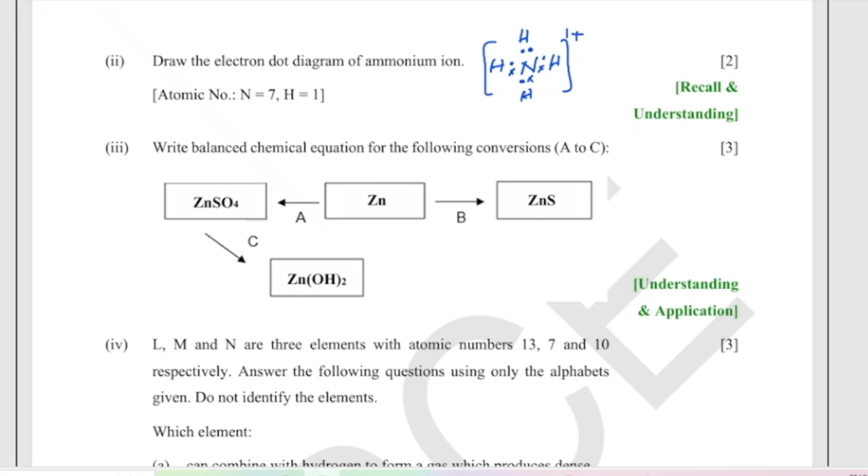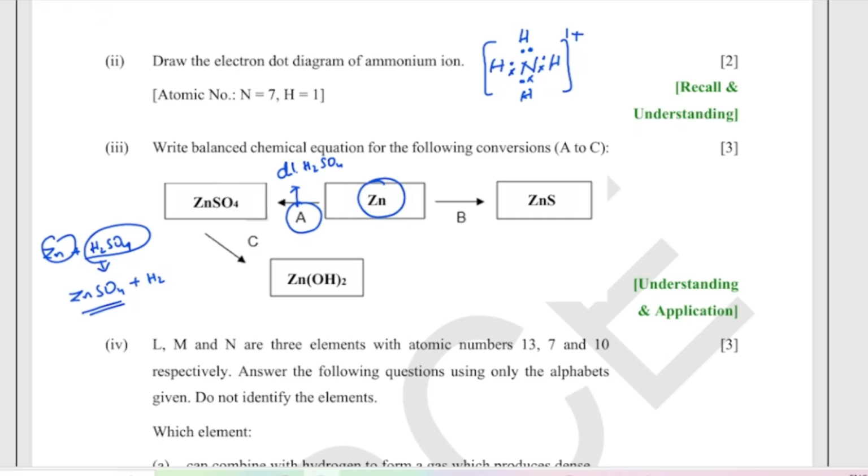Next, write balanced chemical equation for the following conversions. Starting from zinc, zinc has to be converted to zinc sulfate using a substance A. So here A can be dilute sulfuric acid. Okay, let's write the equation. If you take zinc plus dilute sulfuric acid, it gives zinc sulfate plus hydrogen gas. So from zinc you can prepare zinc sulfate using dilute sulfuric acid.